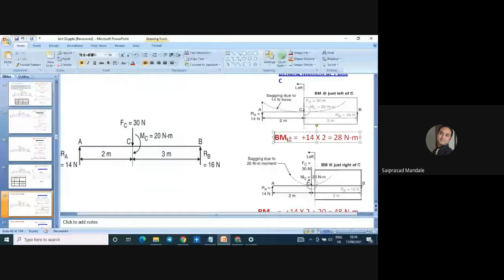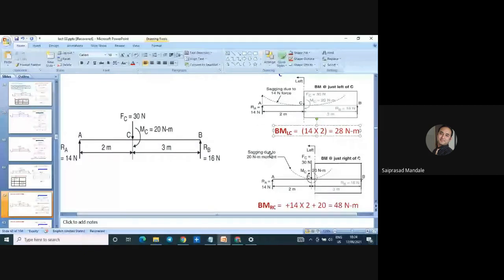Moment at left of C means 14 into 2, so it is 28 Newton meter. But when I shift to the right hand side, the calculation becomes 14 into 2 as it is. Now look at the moment, which is a clockwise moment.